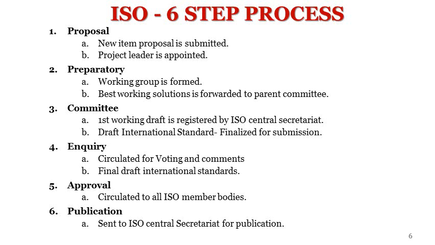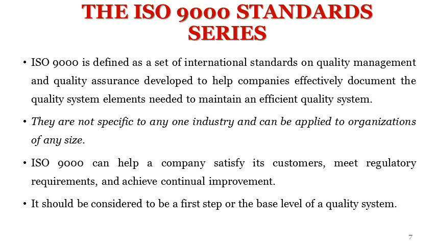So, what are the 6 steps in ISO? First one is proposal. We propose a new item, and the proposal is submitted. Then, preparatory, a working group is formed. Best working solutions are forwarded by the parent committee. The first working draft is registered by the ISO Central Secretariat, then inquiry, approval and publication. This is the 6-step process for establishing ISO.